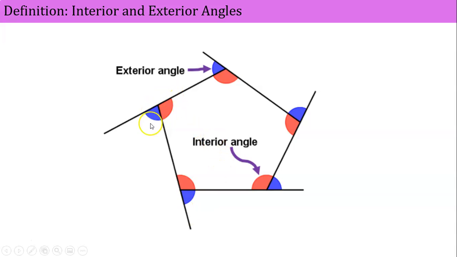And you can see the relationship between exterior and interior angles. They form a linear pair. So exterior angles always form a linear pair with interior angles. That means that they're supplementary. That means they add up to 180.